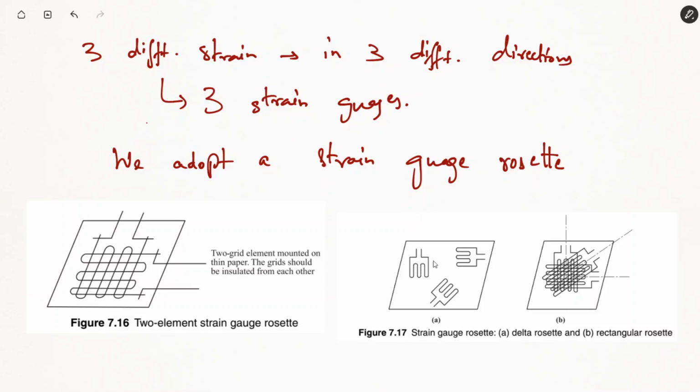And then you can have a different combination like a delta rosette. You can have a rectangular rosette formed like these, with a different set of coils. Using delta and rectangular rosettes, the measurement of strain is possible even if the direction and magnitude are totally unknown to us. So by having this rosette, we can measure strain in any direction, with the temperature compensation also taken into account.